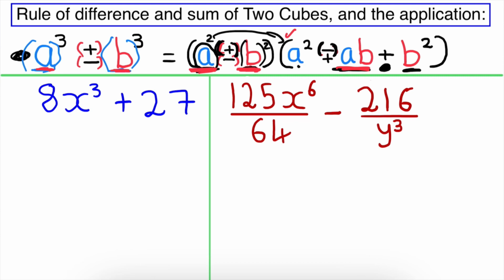Now let's apply it. Let's look at the first question here, guys. Let's just apply it, okay? The first thing that I'm going to do is I will make sure that my bases, right, are raised to an exponent of 3. So I will find my prime bases.